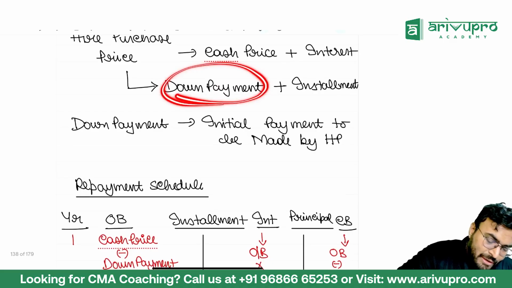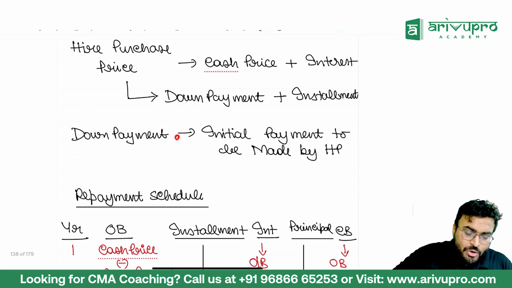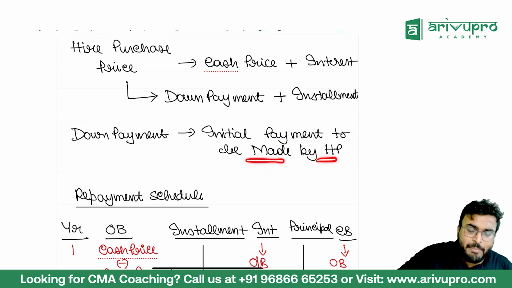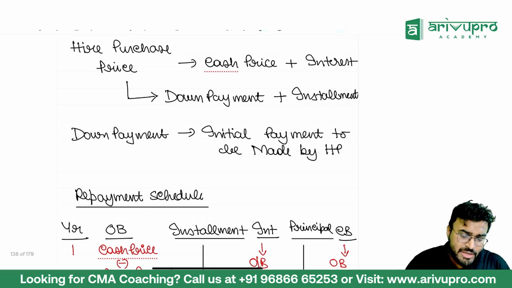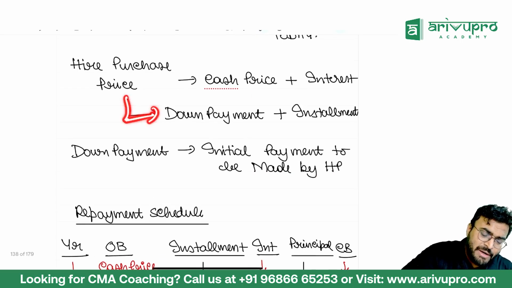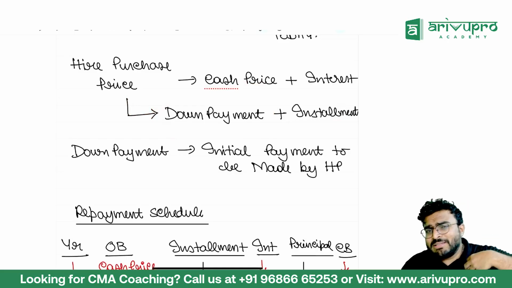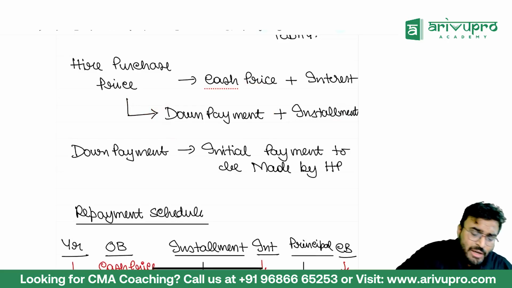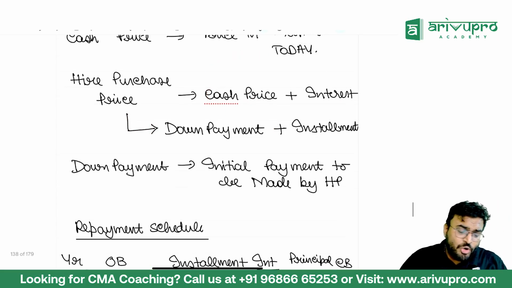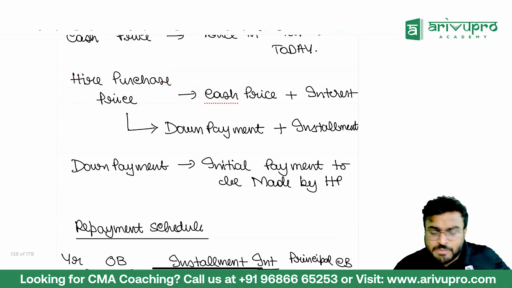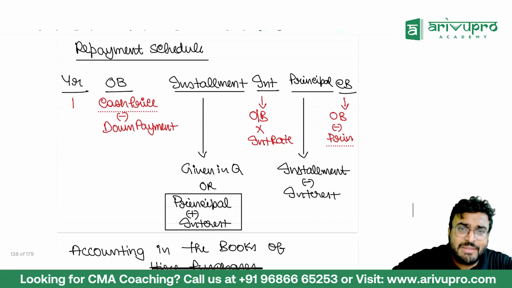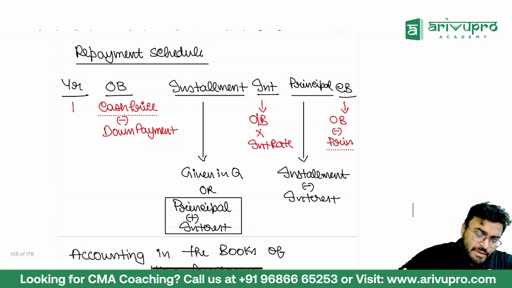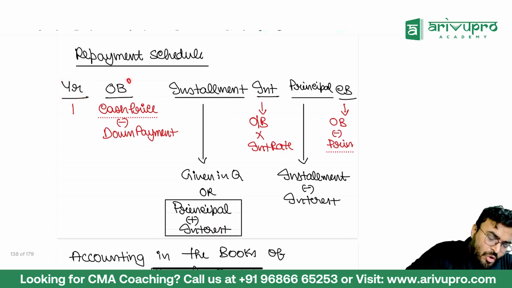Now, down payment. What is down payment? Down payment is the initial payment that has to be made by the hire purchaser, and hire purchase price will be down payment plus installment. Today I will pay something, in future I will pay installment. Total amount of price plus I will pay interest. These are two ways to calculate your hire purchase price. Repayment schedule. Always we have to prepare this repayment schedule in hire purchase. Now what will happen here? Opening balance will be there.